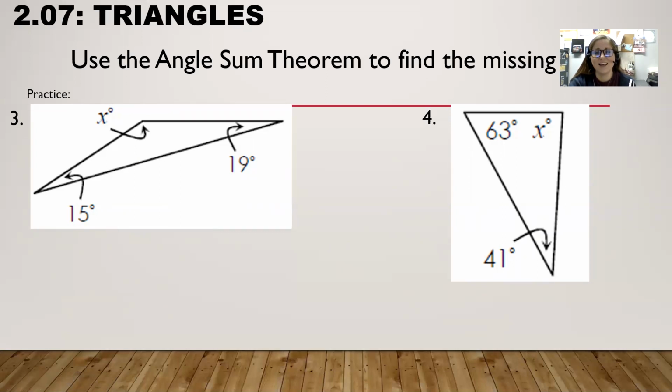All right, I think I paused long enough so we can get the answers to at least number 3. Maybe I'll pause for another second if you're working on number 4.